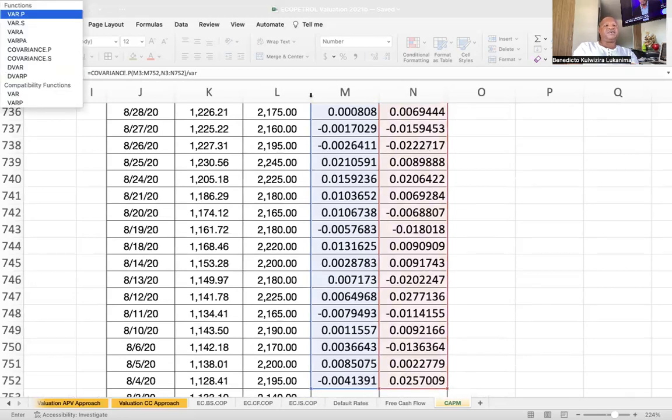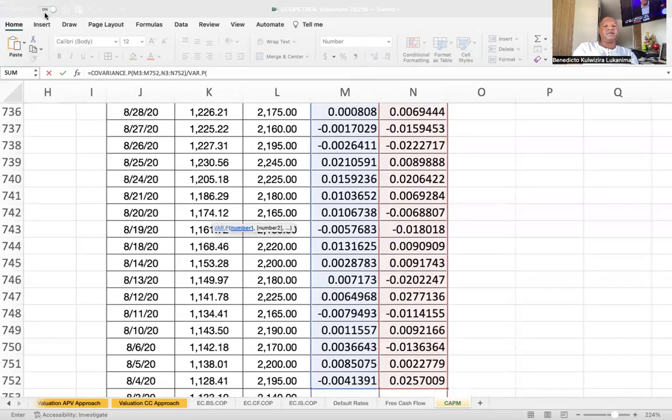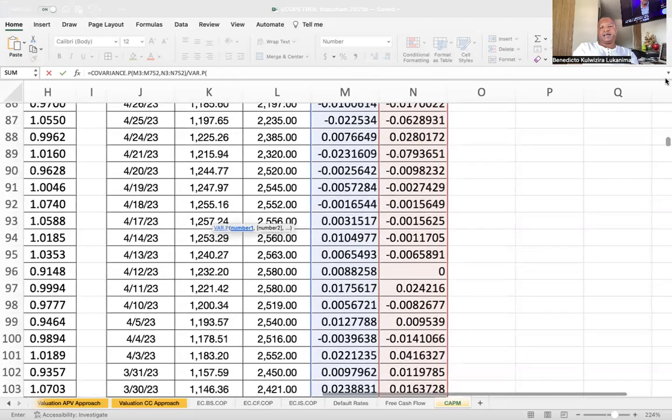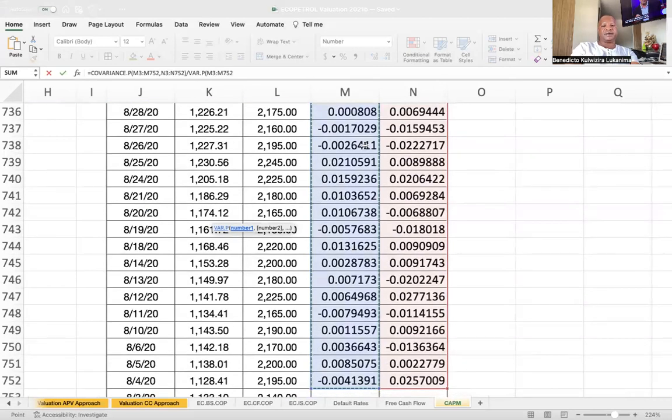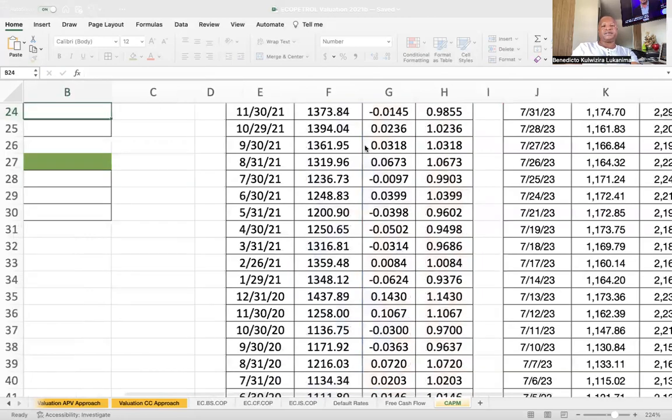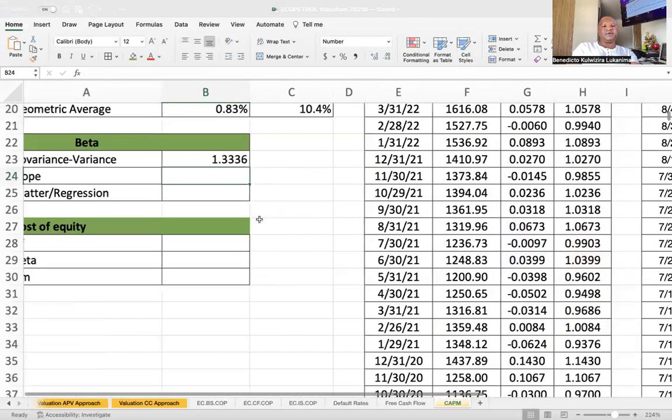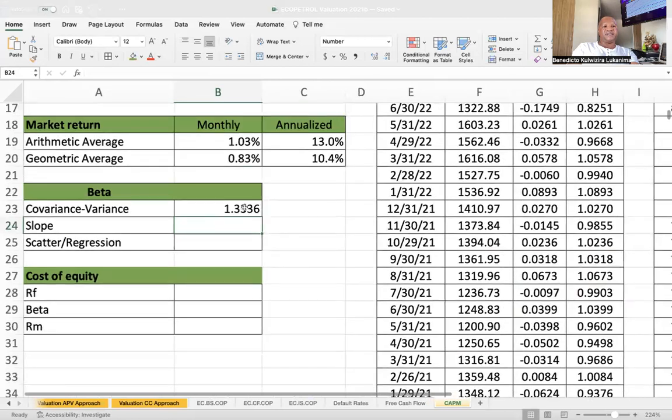So it is going to be VAR.P, variance of the population. And in this case, I'll select the market. The market is CAPM. So market returns are going to be divided. And then you have the beta, 1.3336.